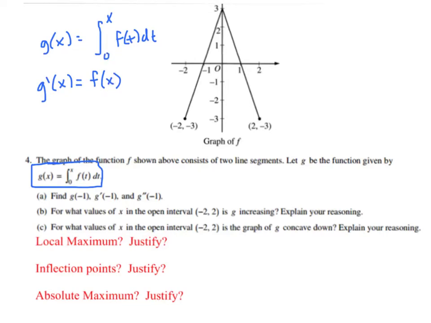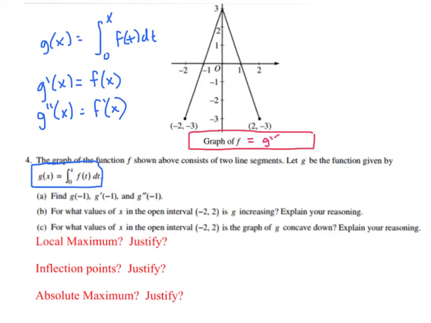So let's continue though. G double prime is equal to f prime. So I'm just using kind of the algebraic idea. I'm doing something to both sides. Then I go to my kind of key where it says what I'm looking at, and I say, okay, they've given me the graph of f, but really they've given me the graph of g prime because g prime is equal to f. And I make that distinction right away that I have been given the graph of the derivative of g.